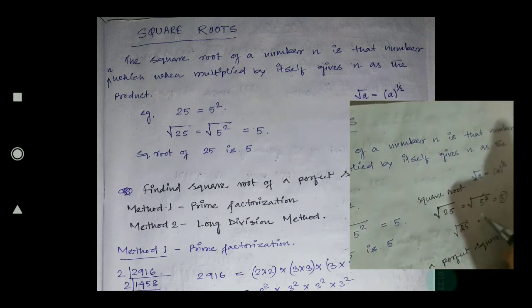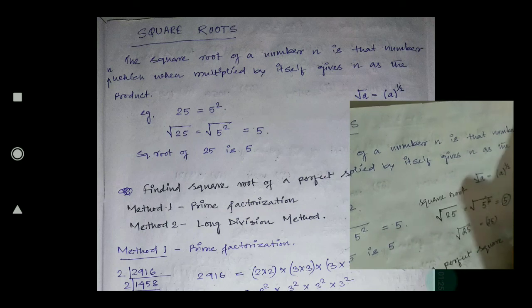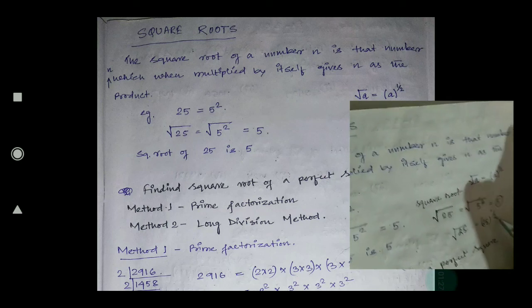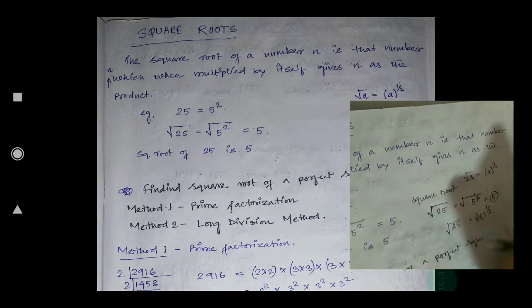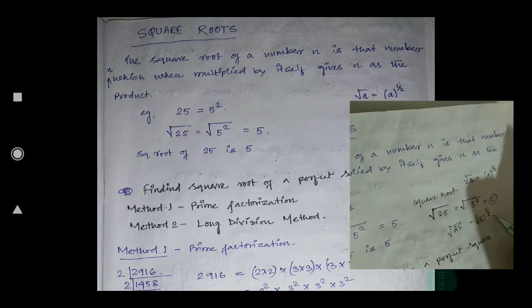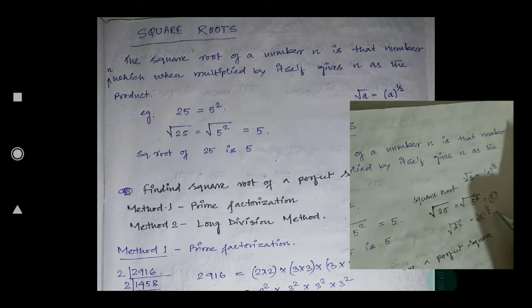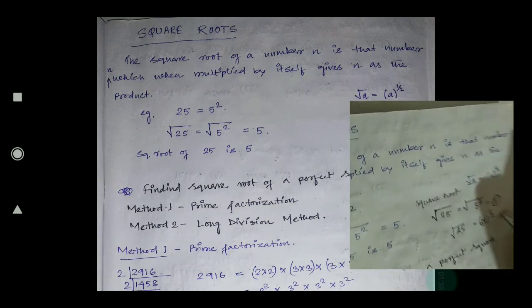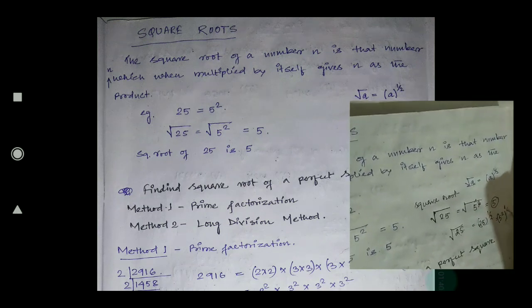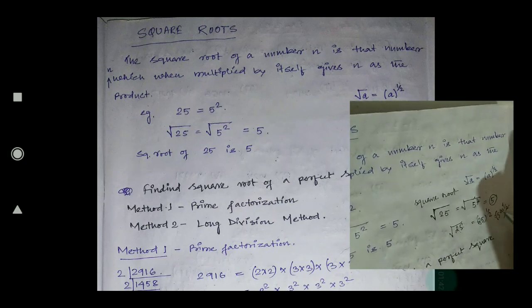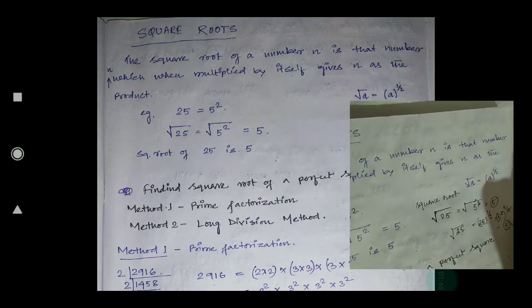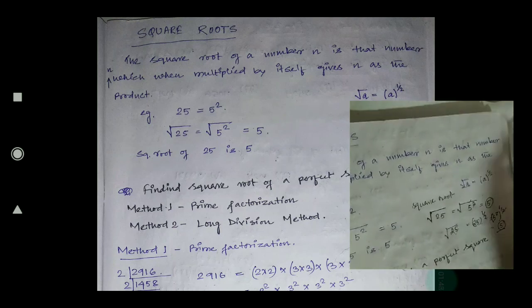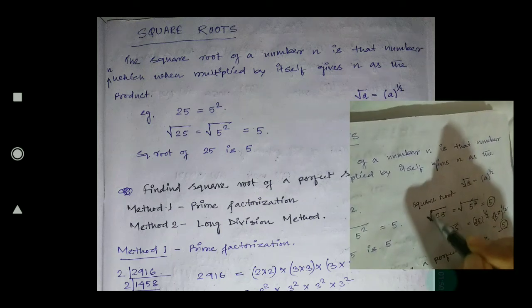Square root of 25 means 25 power 1 by 2. 25 is nothing but 5 square, and outside the bracket the power is 1 by 2. So this 2 and this 1 by 2 get cancelled. 5 power 1 means how much? 5. So this is called the square root.